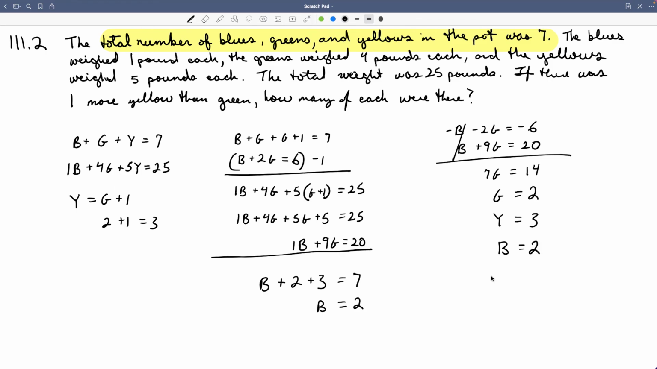Check my answers right quick, and they are correct. So you can see how we did that. We created some value statements, a quantity statement, and then another evaluation statement based on logic, right? And that was the y equals g plus 1.